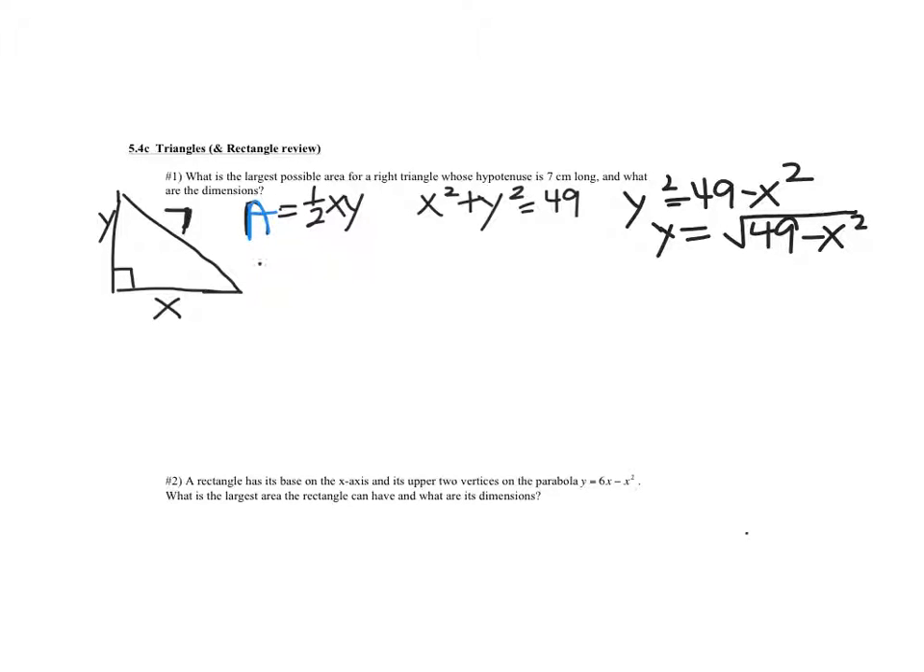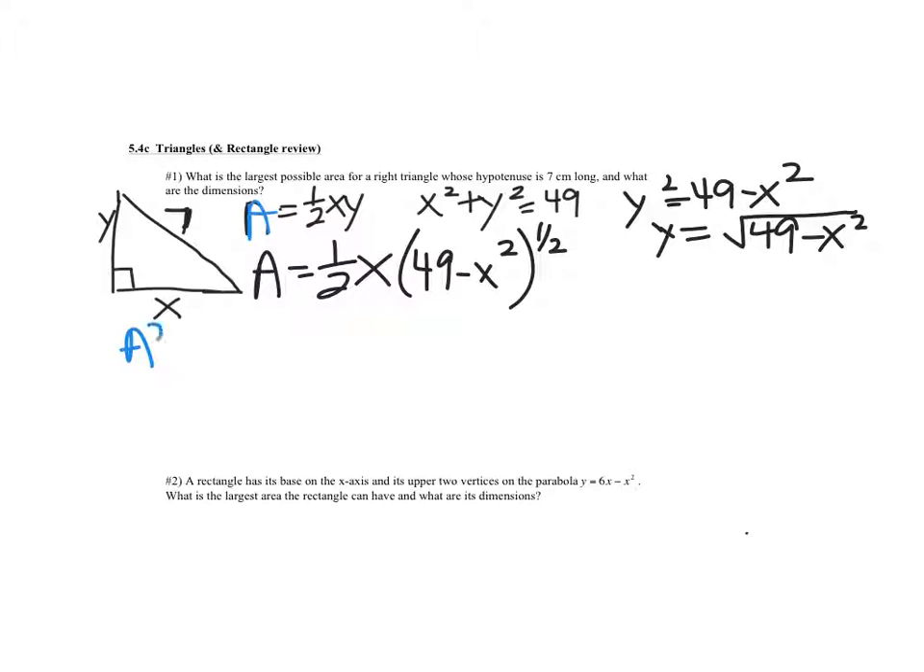All right, so we're going to go back and plug this in. So we have 1/2 x times 49 minus x squared to the 1/2. So square root. I just rewrote it in its exponential form. So that was just the setup. Now let's take the derivative.